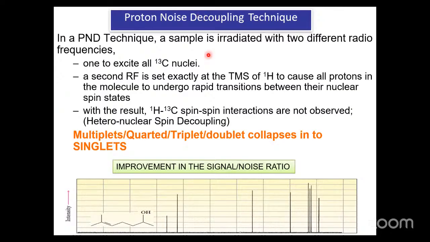So due to the PND technique, all the multiplets you would get from proton coupling will collapse into a singlet. You may have a triplet, doublet, or quartet, and they will collapse into a singlet. One more advantage of this PND technique is that the signal-to-noise ratio will increase, and the signal will be more enhanced.